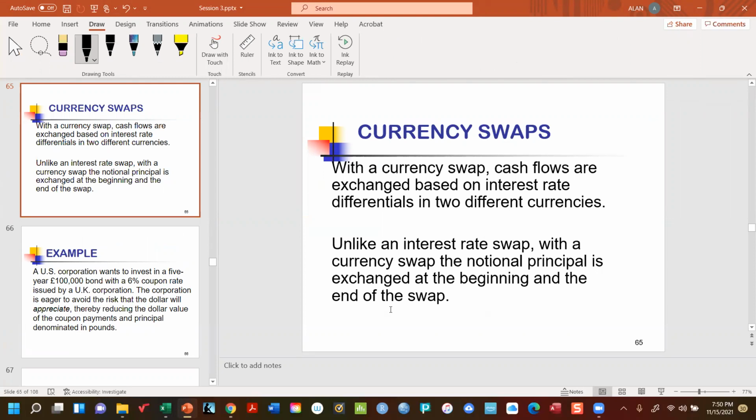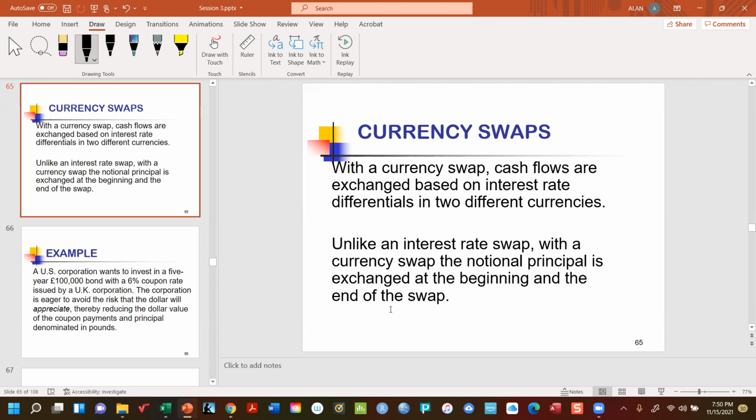So the purpose of a currency swap is to hedge the foreign exchange risk from owning, let's say, a foreign bond. Okay, that would be a classic example of this, or from receiving interest payments from, let's say, a loan made in a foreign country.